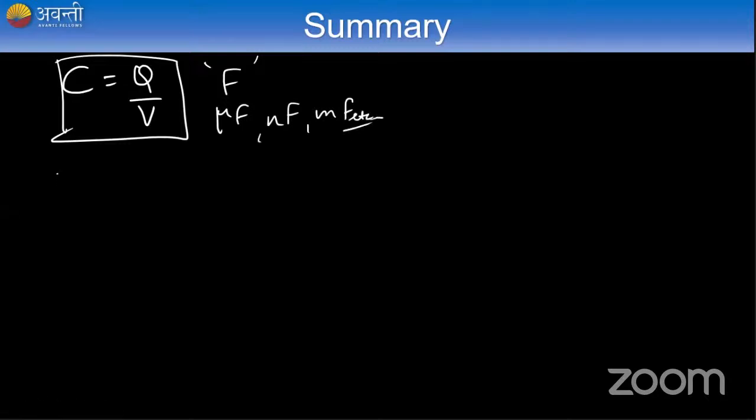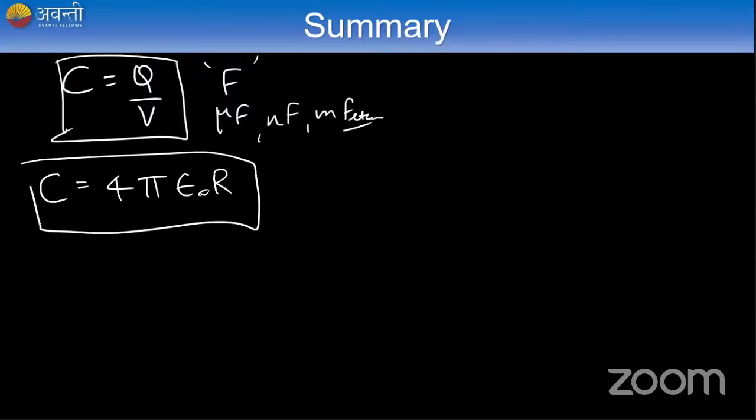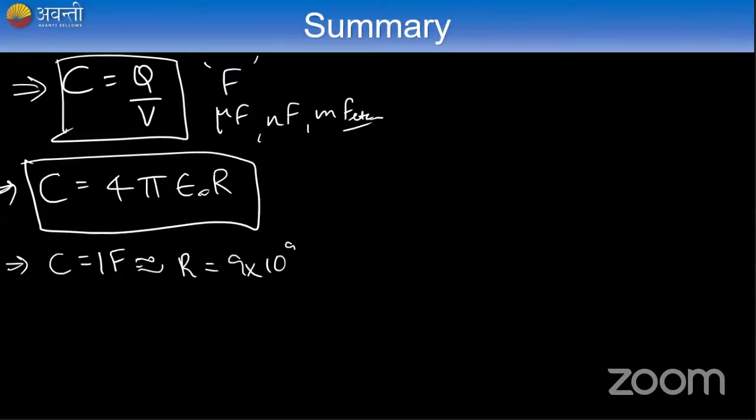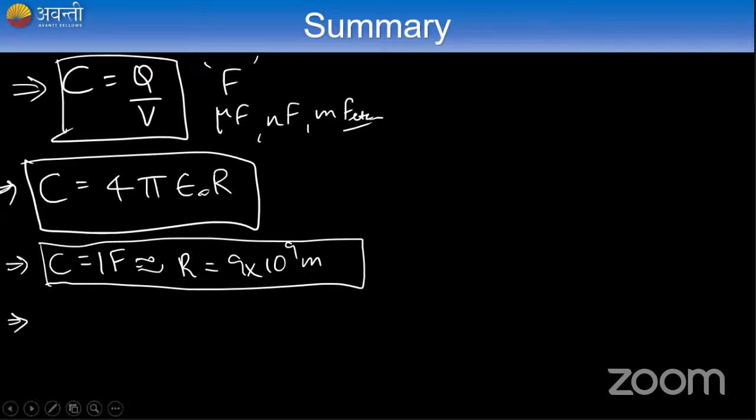Then we checked the capacitance of a spherical conductor. For a single conductor, the capacitance was 4 pi epsilon naught R. For an earth-size conductor, if the capacitance was to be 1 farad, the radius was supposed to be somewhere around 9 into 10 power 9 meters, which is some 10 power 4 times, 10,000 times greater than the size of earth, which was not possible for us. So if we have to increase the capacitance, we have to introduce two conductors. One more thing we come to know from these capacitor equations is that the capacitance depends only on geometrical properties.